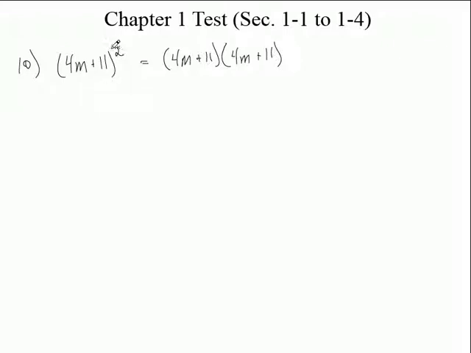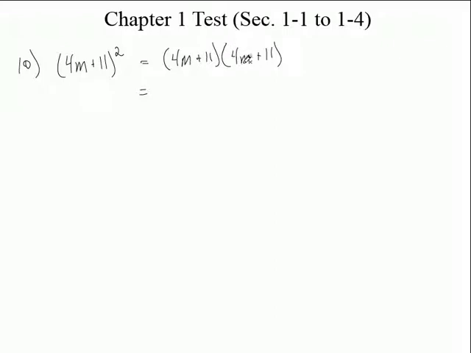I almost hate to tell you this, but a common misconception is that you just take 4m and then you square it, and then you go plus 11 and then you square that. You don't do that. There is no distributive property for exponents, and a lot of people think there is. There's not. Okay, so what you do is you got to multiply it by itself, and you'll see a difference when you do it the correct way as opposed to just squaring the stuff inside the parentheses.